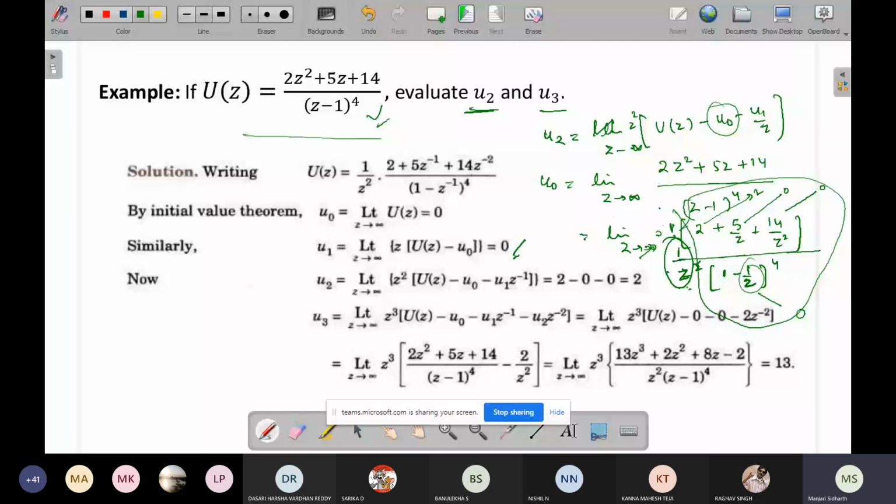You can even see that if the power is less in the numerator and high in the denominator, then when we take Z tending to infinity, it will tend to 0, because it is somehow like 1 by Z square, 2 powers more than the numerator. Similarly for U1: just use the formula, find U1, then put the U0 and U1 values here and solve this. You just need to find the limit after substituting in the formulas.